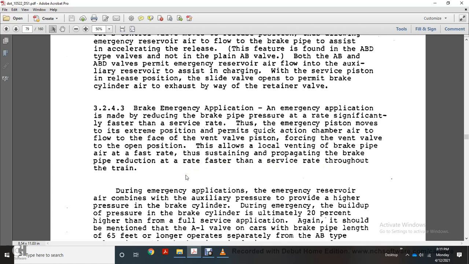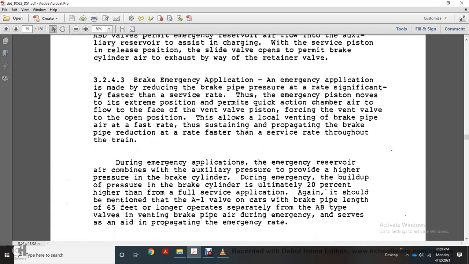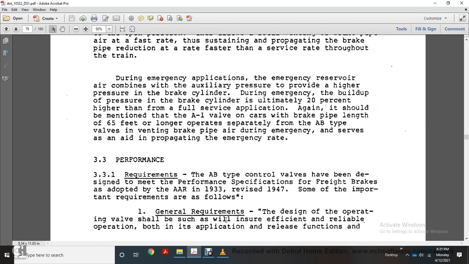During emergency application, the emergency reservoir air is combined with the auxiliary reservoir pressure to provide higher pressure in the brake cylinder. During the emergency, the buildup of pressure in the brake cylinder is ultimately 20% higher than the full service application. Again, it should be mentioned that an A1 valve on cars with a brake pipe length of 65 feet or longer operates separately from the AB type valve, venting brake pipe air during an emergency and serving as an aid to the propagation of the emergency rate.